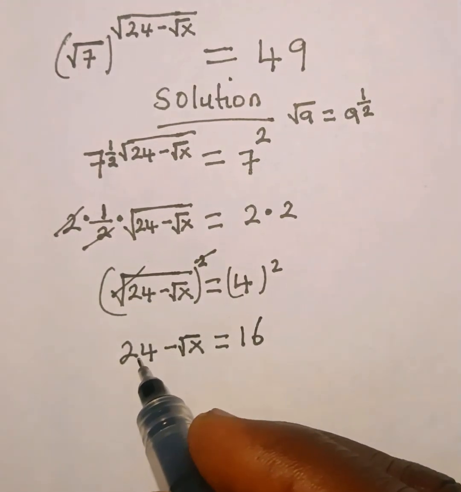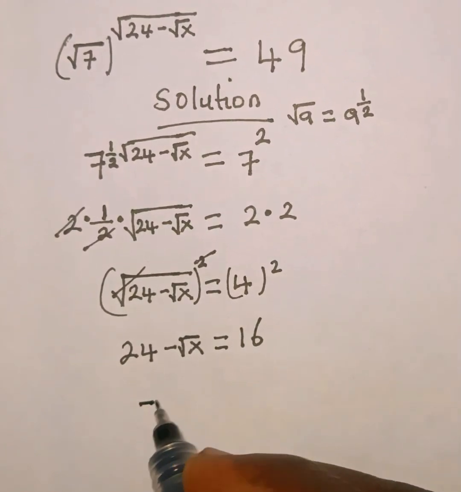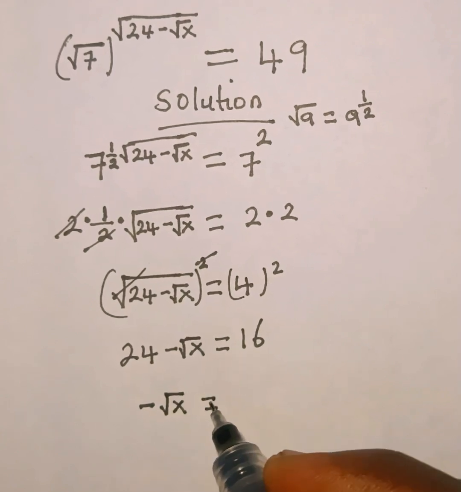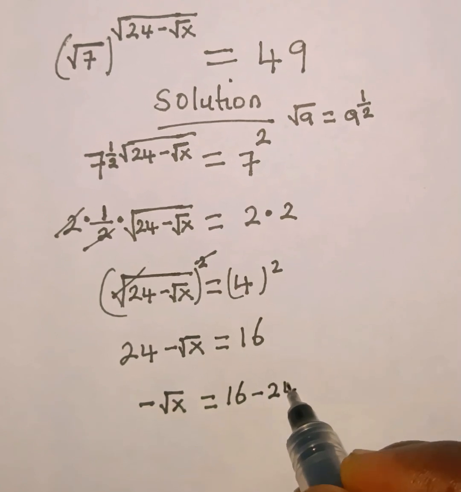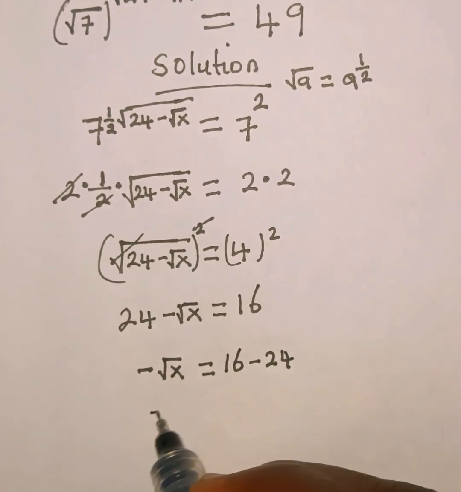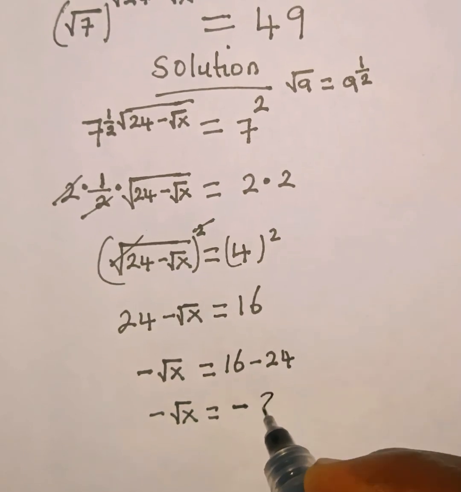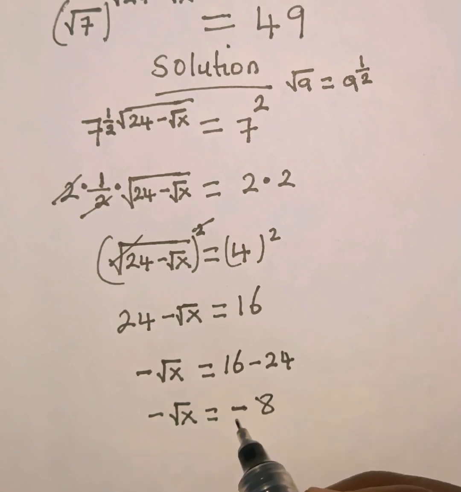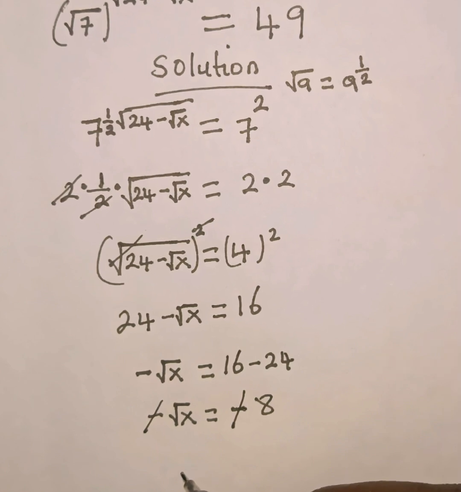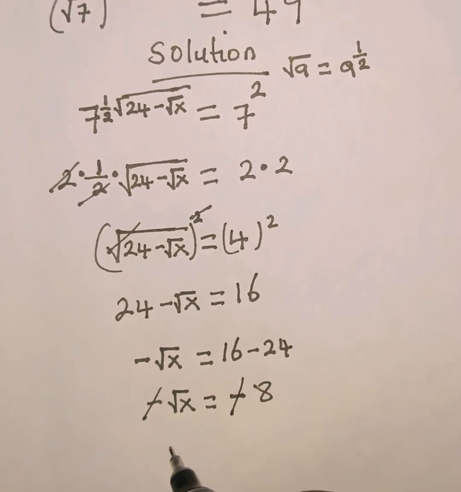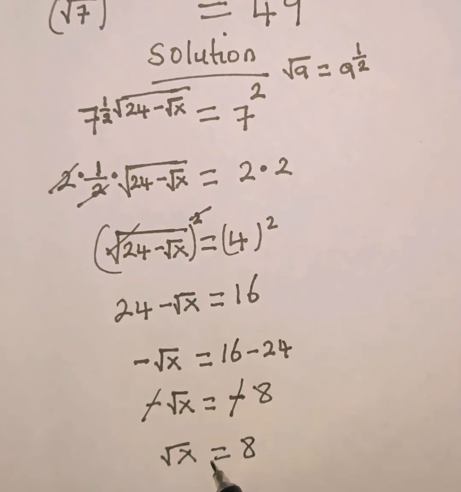The next thing we're going to do is to take this constant 24 to the right hand side of this equation. So on the left hand side, we are left with just negative square root of x, which is equal to 16, and when this 24 crosses the equality sign, it becomes negative 24. So we are going to have negative square root of x is equal to 16 minus 24, which is going to give us negative 8. And here we have negative on both sides of the equation, so this negative is going to cancel this negative. When we divide both sides by negative 1, we are left with just square root of x, which is equal to 8. And remember, we are looking for the value of x, not square root of x.